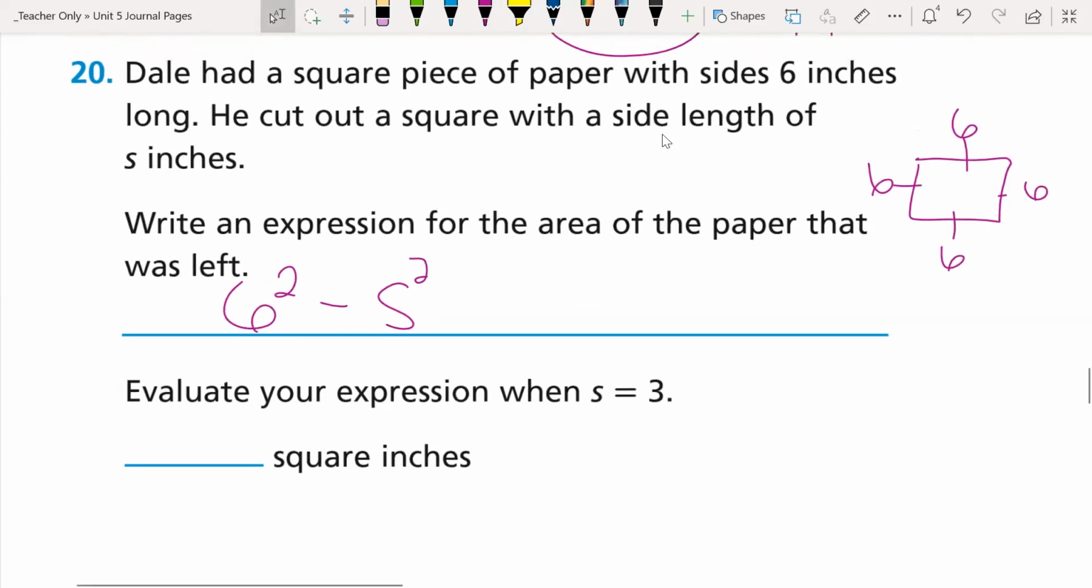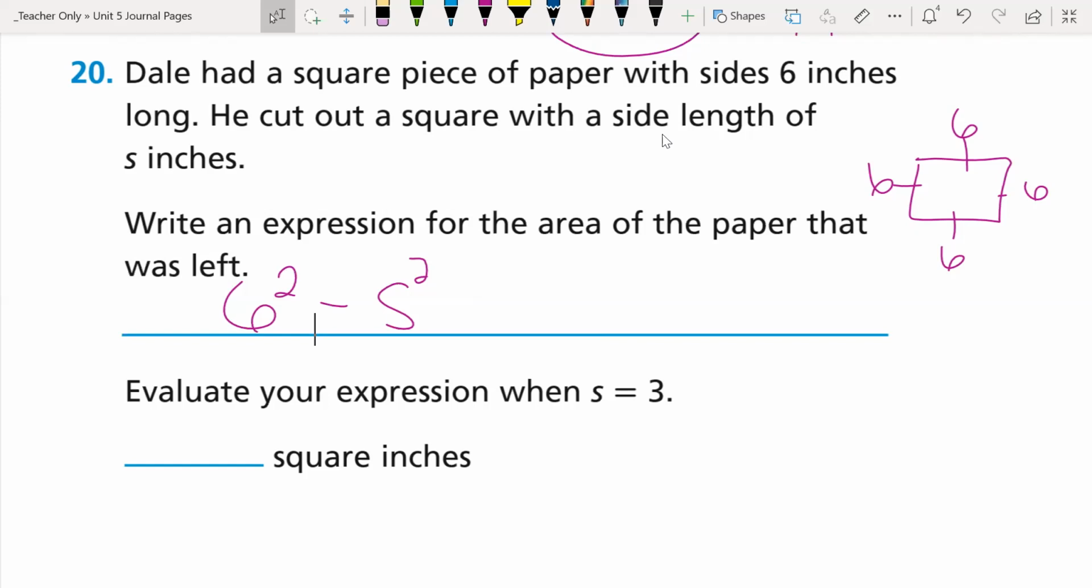Let's reread the question just to make sure. Dale had a square piece of paper with sides 6 inches long. He cut out a square with a side length of S inches. Write an expression for the area of the paper that was left. And yep, I'm pretty sure that's subtract because he's cutting it out.